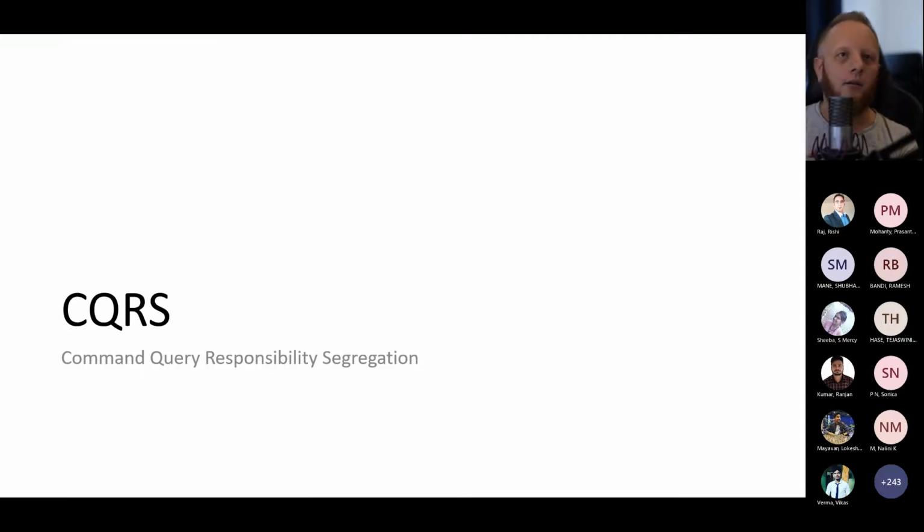The second pattern or architectural choice is CQRS. It's an abbreviation for Command Query Responsibility Segregation. That's a mouthful. Let me just take a sip of something.